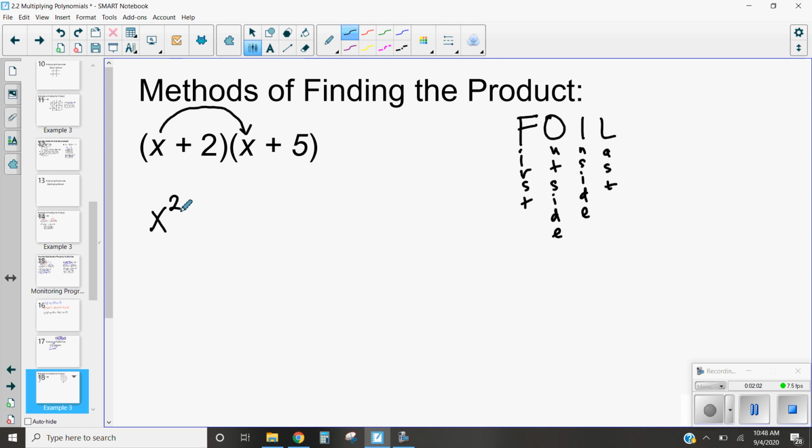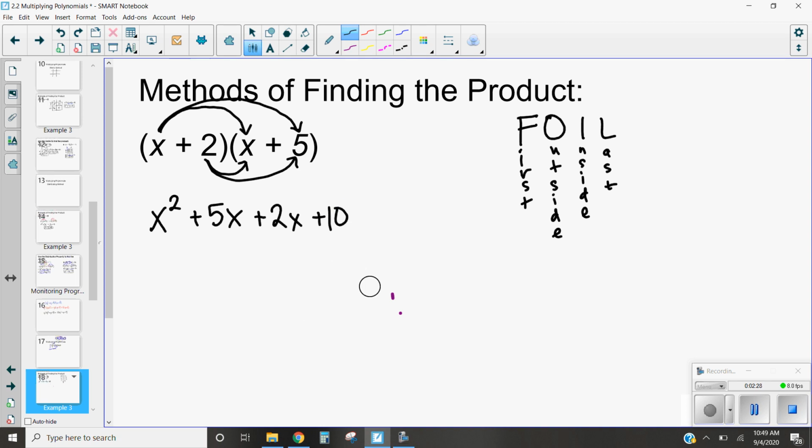My first two terms. The next term that I'm going to do are my outside terms. So I'm going to do my x times my plus 5. So what is x times 5? Well, that's going to be 5x. Then we do our inside terms. So my 2 times my x. And that gives me 2x, and then 2 times 5, which gives me 10.